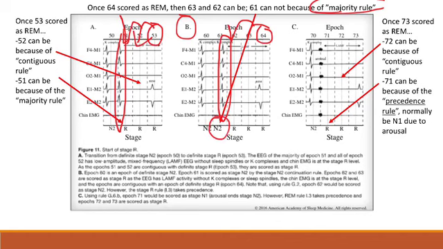Then of course over here in example C, once epoch 73 is scored as REM, then 72 can go back and be called REM because of the contiguous rule, and then 71 can be called stage REM because of the precedence rule. All right, one of those rare rules that we have in there, the precedence rule. It would normally be called stage 1. So if you're scoring this direction, certainly you would have called that stage 2.